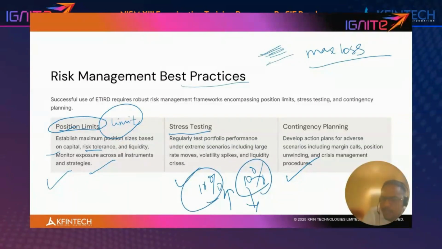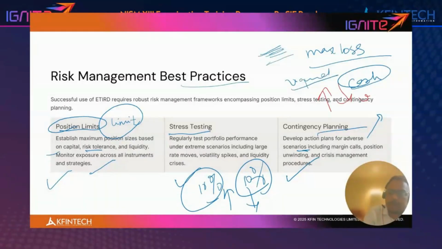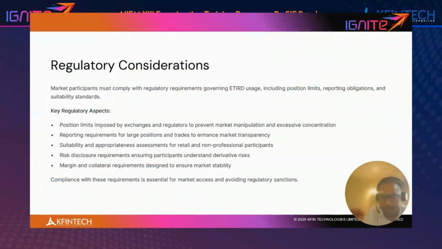Contingency planning, develop action plans for adverse scenarios. Like you should always have some cash in liquid form, because if the market goes down or up in a very volatile manner, the margin call will trigger and you will have to furnish the cash to the broker or the intermediary. So that way you have to always keep a contingent cash reserve.